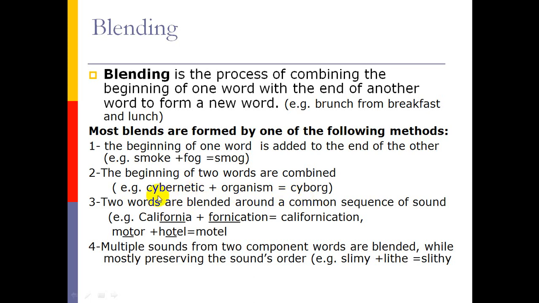Okay, so the beginning of two words, cybernetic and organism, becomes cyborg. Three, two words are blended around a common sequence of sound, like California and fornication becomes Californication. What is the common sequence here? Fornia, the common sequence of sound. Like motor and hotel becomes motel.